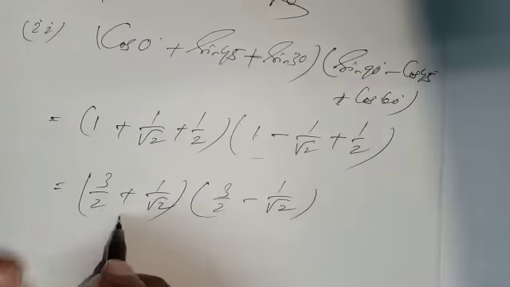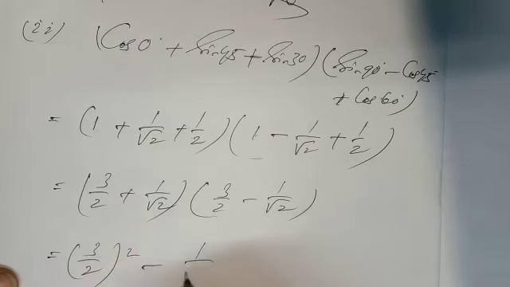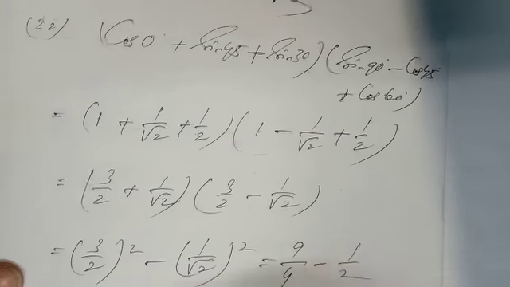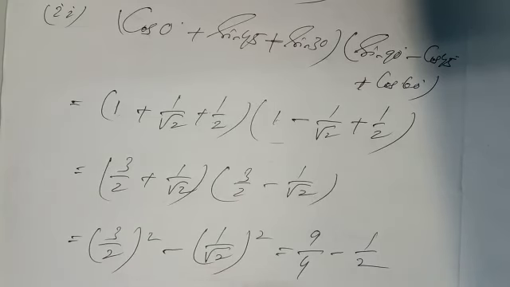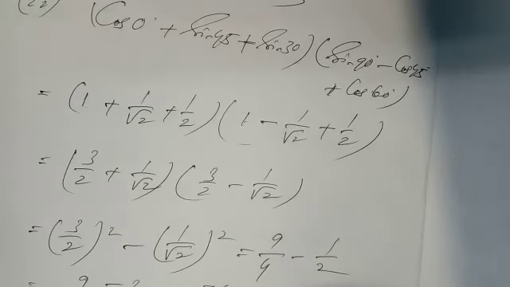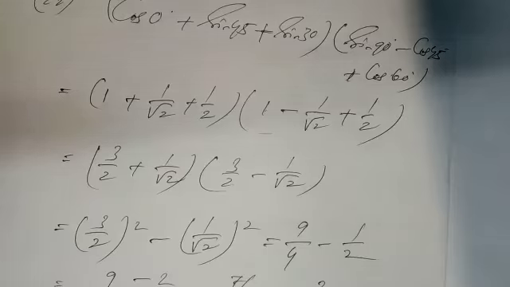After that you have to apply the formula a plus b whole into a minus b, which is a square minus b square. 3 by 2 whole square minus 1 by root 2 whole square. 3 by 2 whole square means 9 by 4, minus 1 by 2. So what is the LCM? 4 and 2, that is 4. This is 9 minus 2, 7 by 4, that is 1 3 by 4. 1 3 by 4 is the answer.